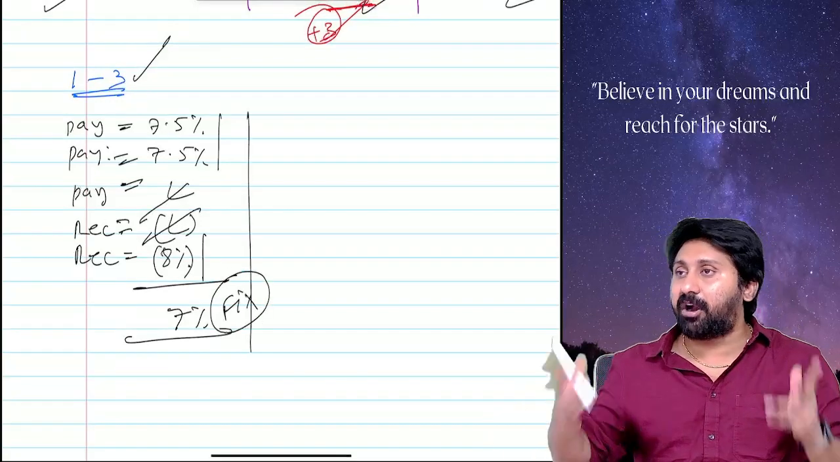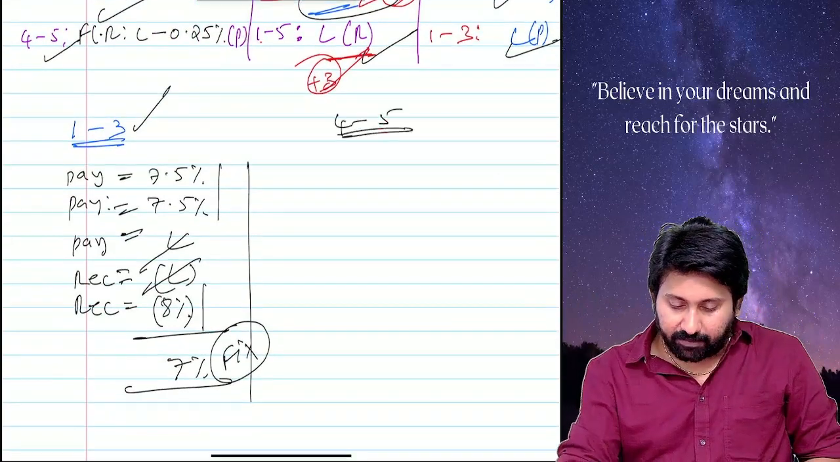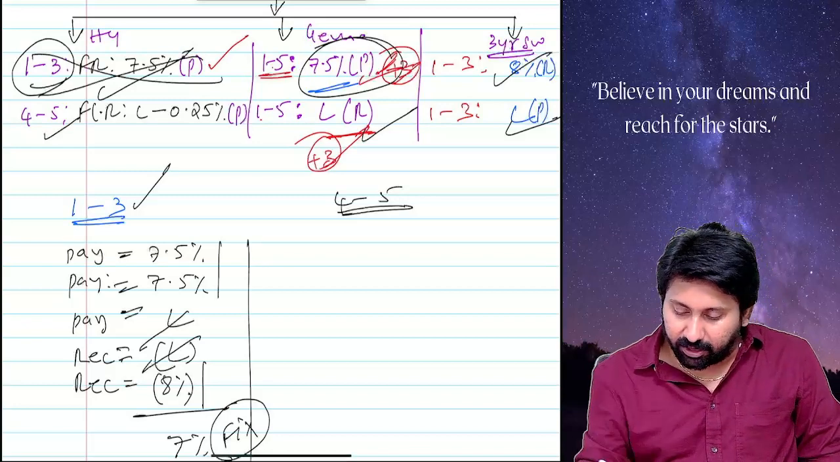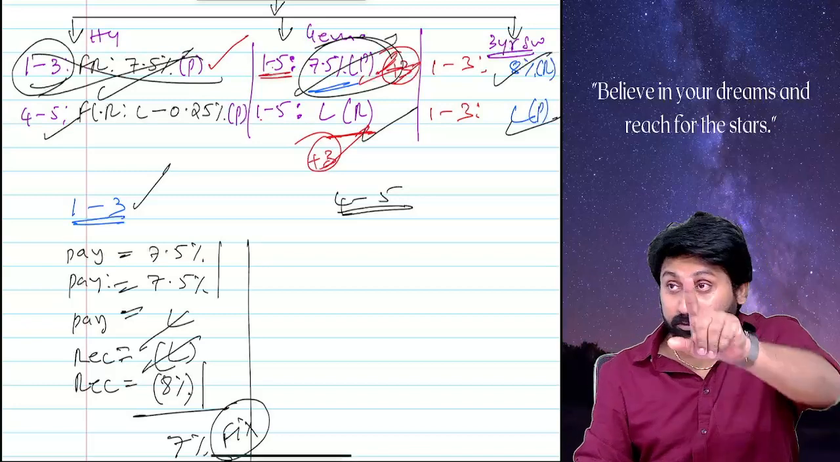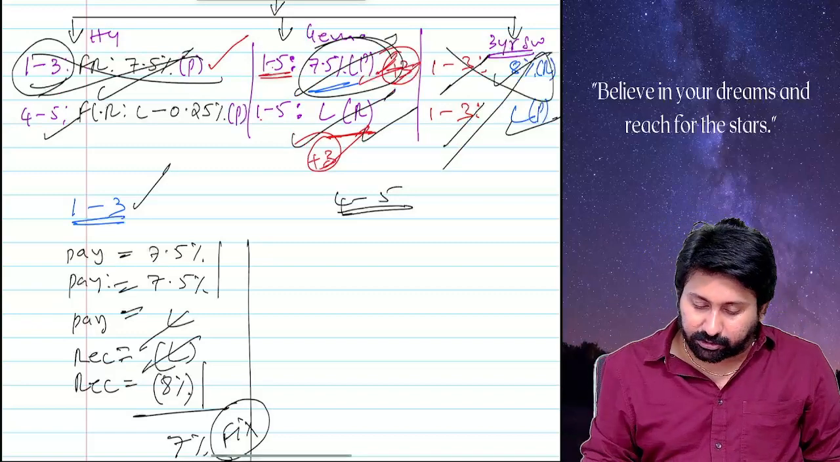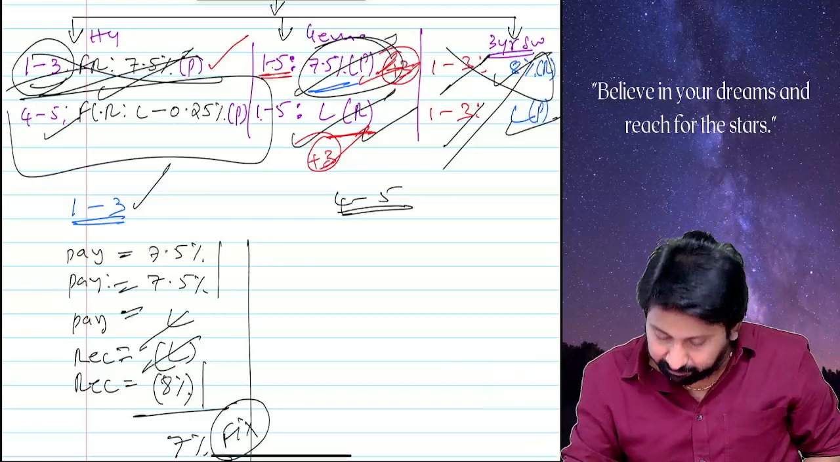My target is what? Fixed. Next. 4 to 5. Tell me. Is 1 to 3 useful for 4 to 5 or not useful? Not useful. Is 1 to 5 useful or not useful? Useful. 1 to 3 useful or not useful? Not useful. 4 to 5 useful or not useful? Useful. That's all. Bifurcate them.